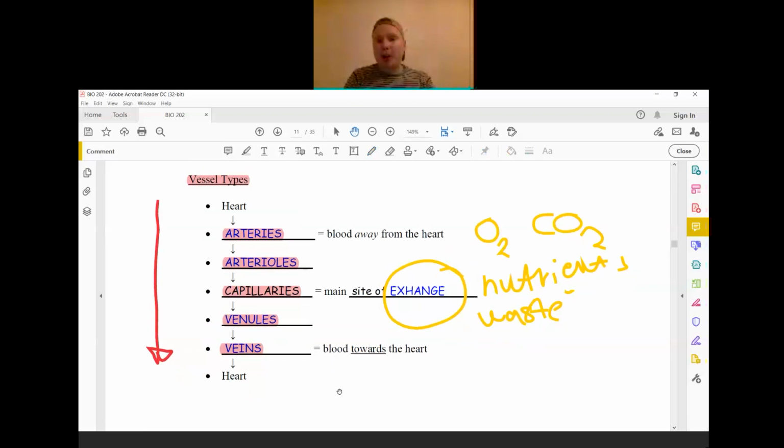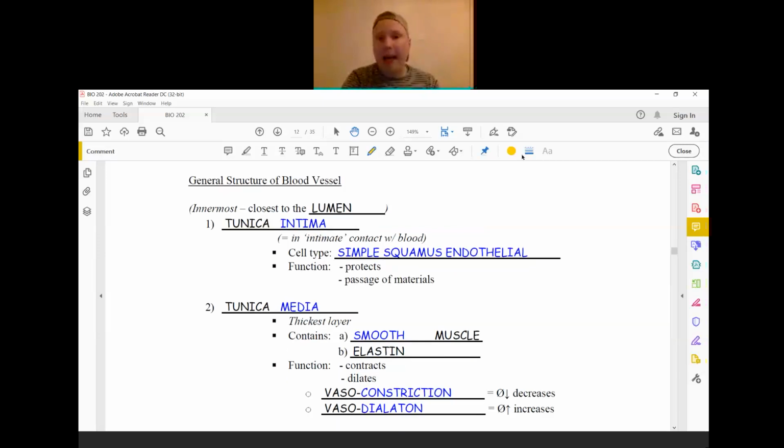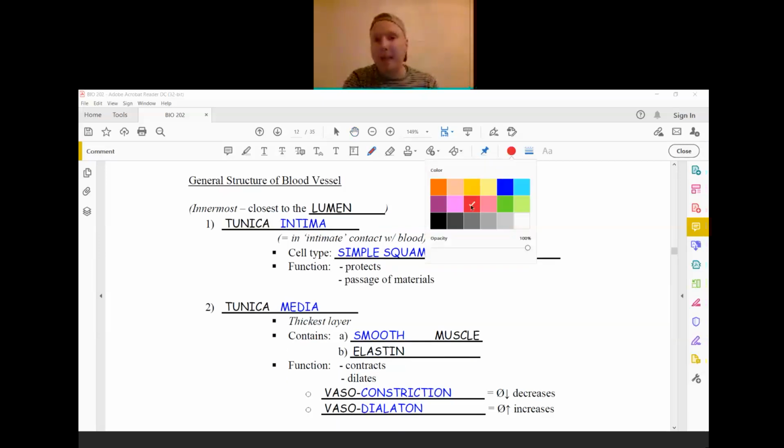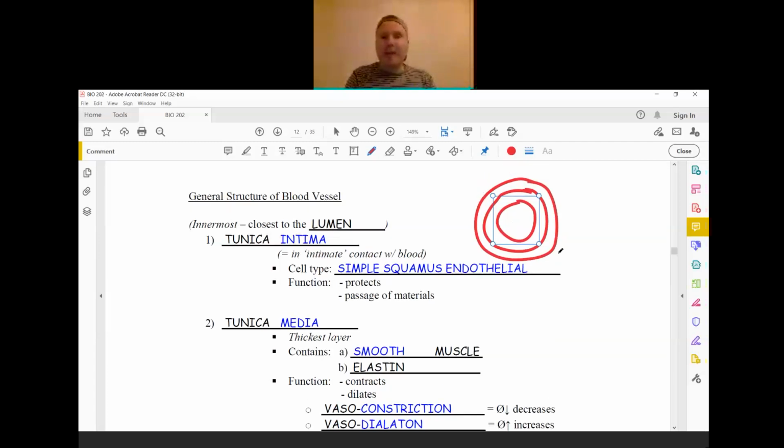Okay, that brings us to have a look at the general structure of the blood vessel, and we're going to move from the innermost structure of the blood vessel. So we're going to move layer by layer, looking at what we can see that makes up the blood vessel. In general, what are the typical layers? And we'll work our way from the inside towards the outside. The center of the blood vessel is known as lumen.